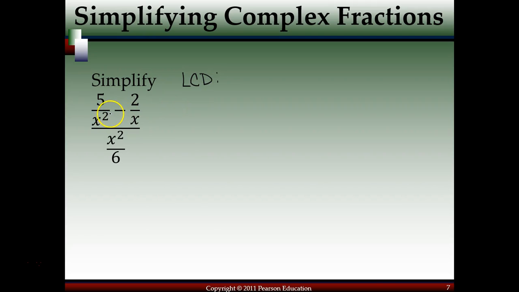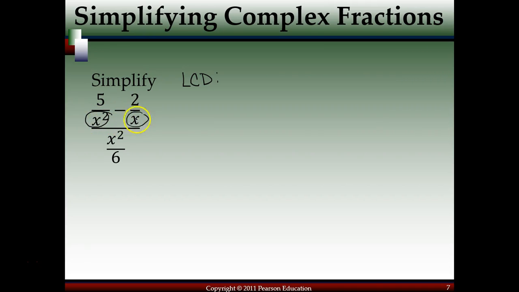Okay, we got to look at each fraction. So here's one, here's another, here's another. We have three fractions here to make up this complex fraction. Here we have a factor of x squared. That covers the factor of x because there's an x inside of x squared. So we don't have to say x squared times x for our LCD. We just can say x squared.